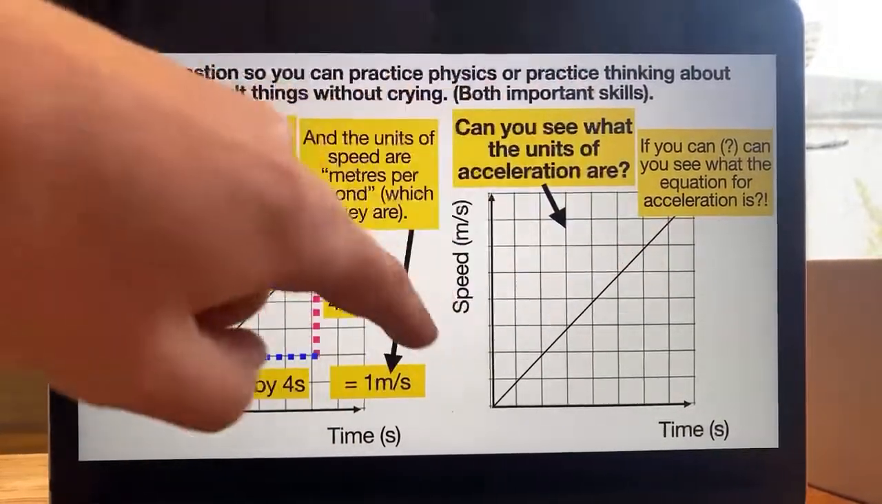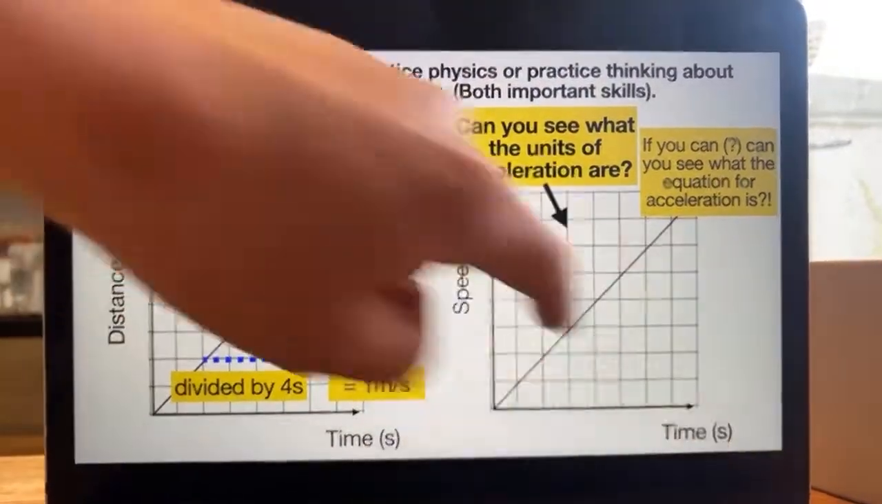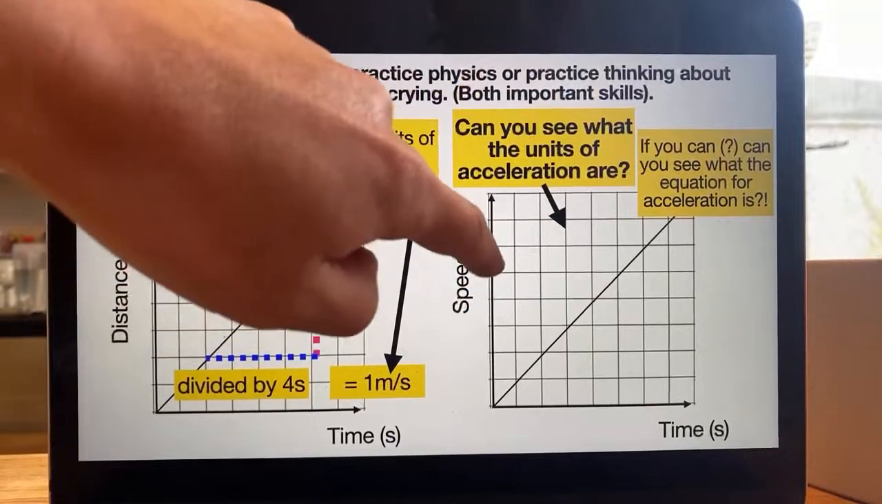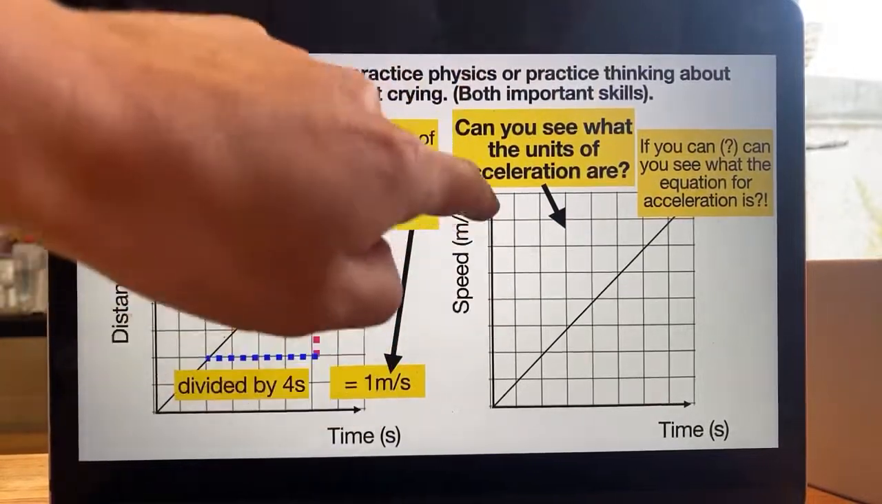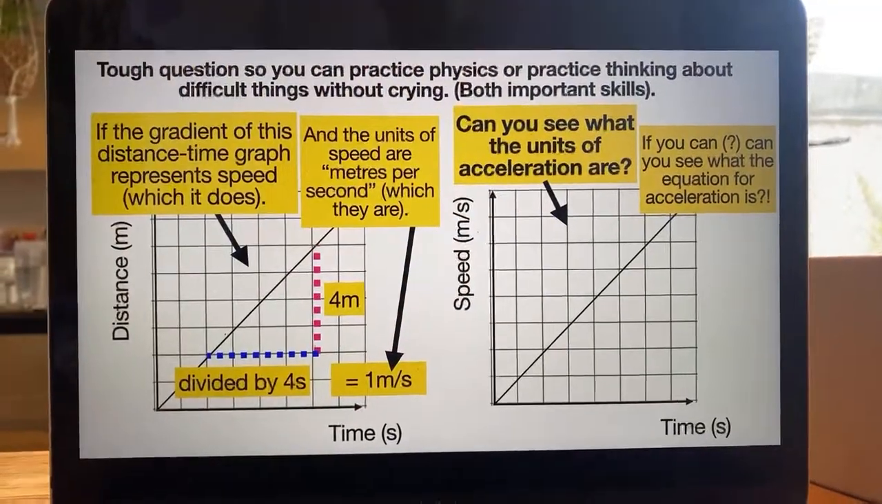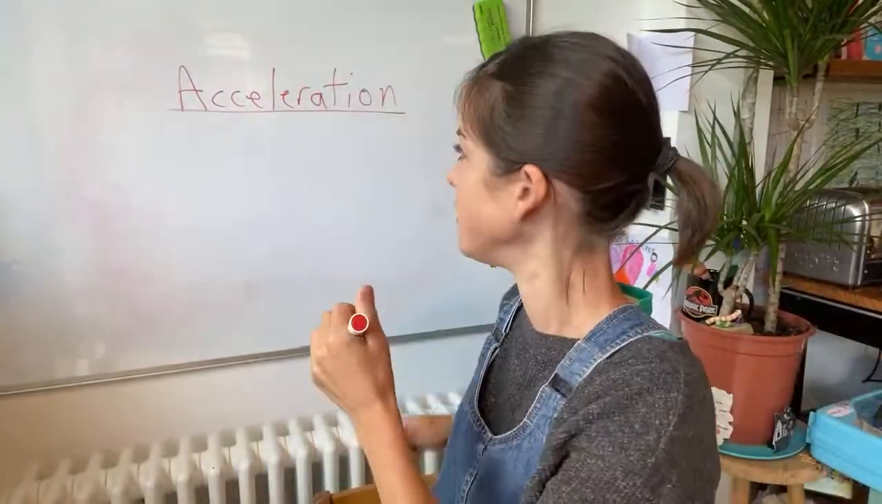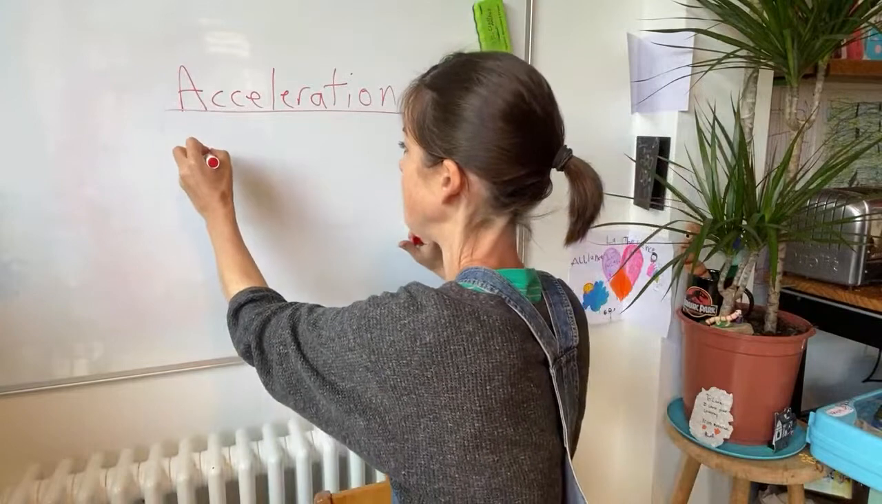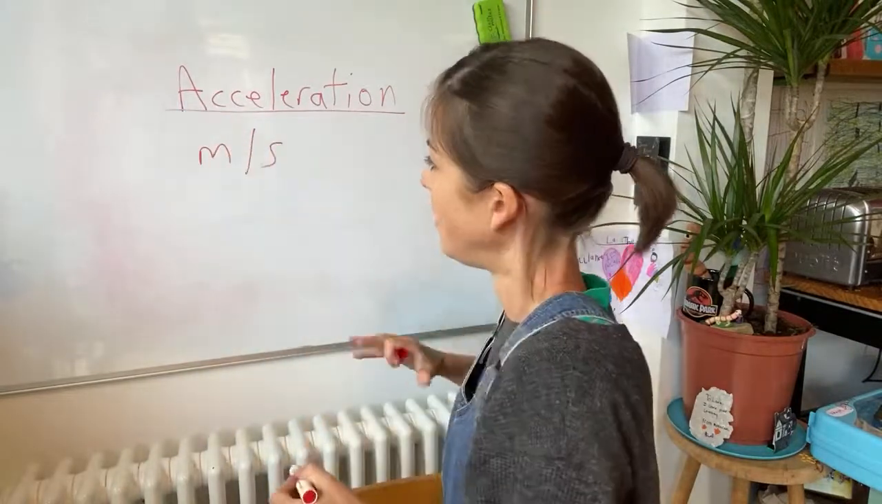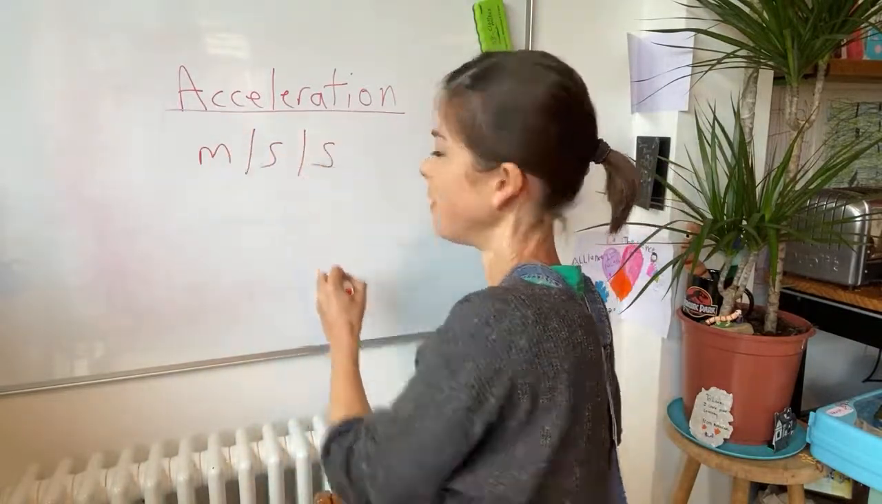Here, the gradient of this graph is acceleration. The units of speed are meters per second, and the unit of time is seconds. So acceleration is measured in meters per second per second. Yeah, that's what I said. Meters per second per second. So meters per second, obviously written like this. You might be tempted to write that, but we don't do that.